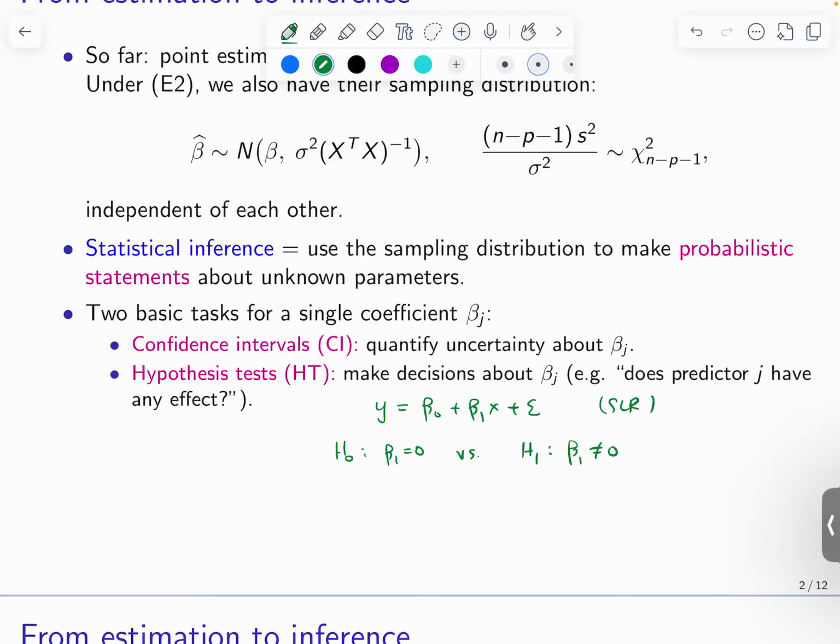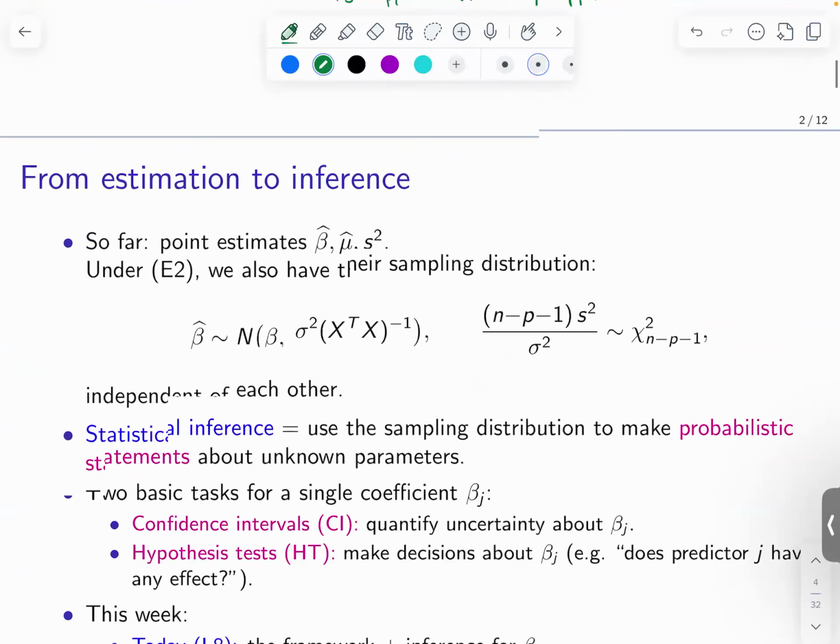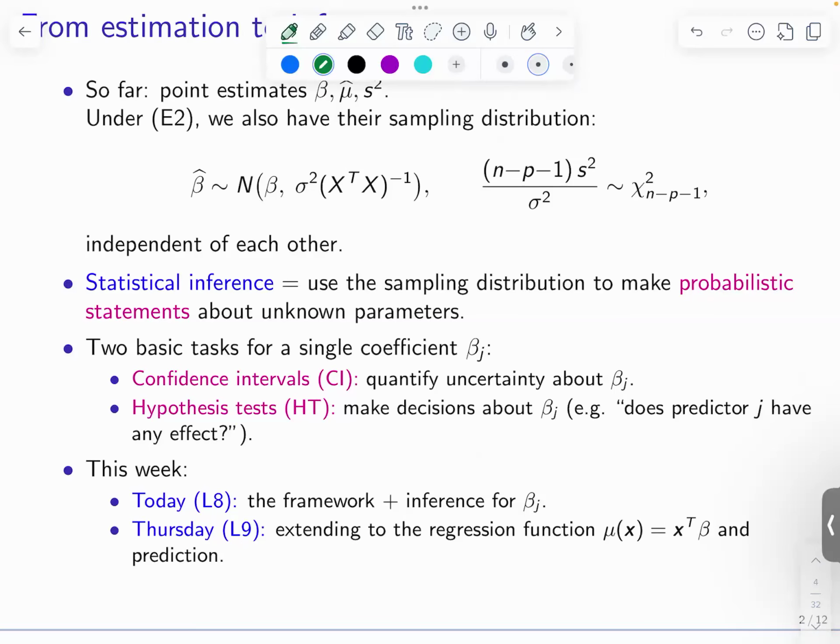I want to emphasize the probabilistic meaning a little bit more today, because then we're going to go into details of deriving these. I just want to make sure everyone understands fully what these are, and then you're going to help me try to define these. So today is going to be a little bit of background and foundations of these concepts, plus doing inference for beta j. Then we'll extend to the regression function and prediction on Thursday.